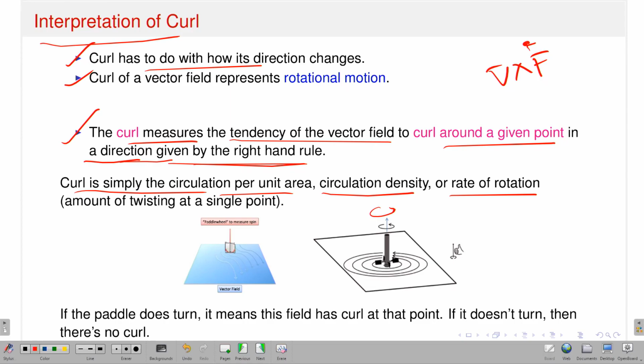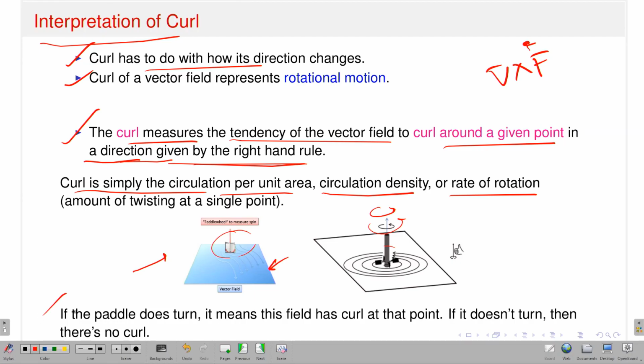So, I tried to give some kind of pictorial idea: suppose this is my vector field, and suppose you have a paddle wheel, to measure the spin. And this is the corresponding right hand rule. If there is a spin in this direction, you put your fingers along the direction of rotation, and your thumb points upwards. So that kind of behaves like curl.